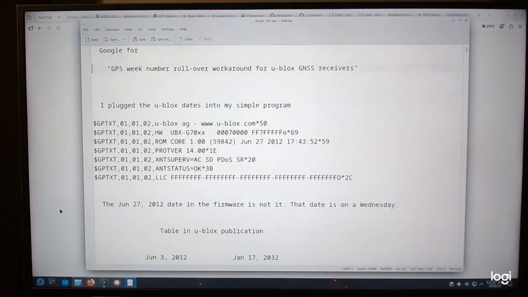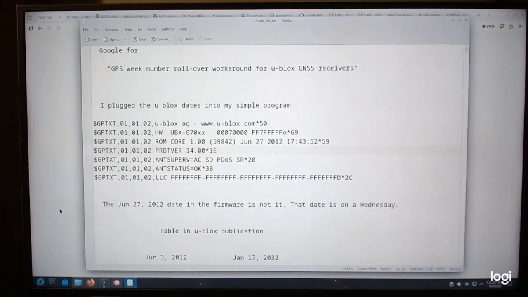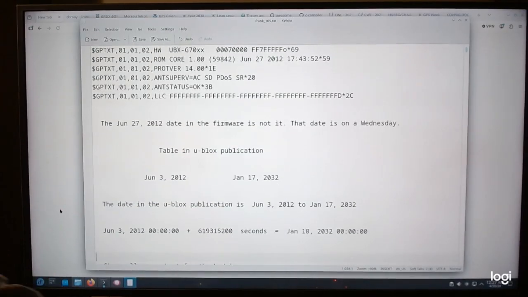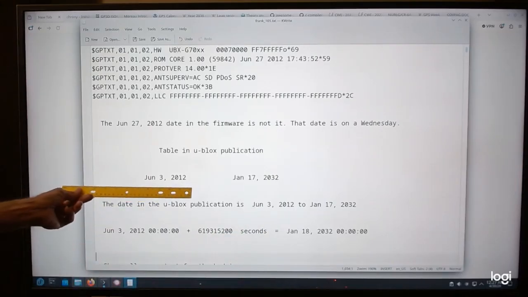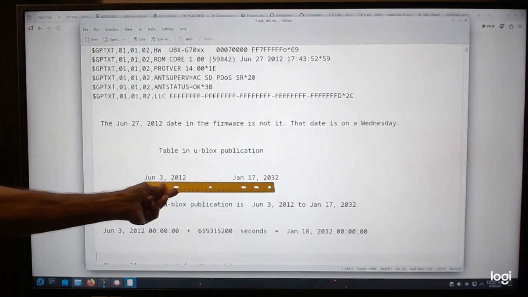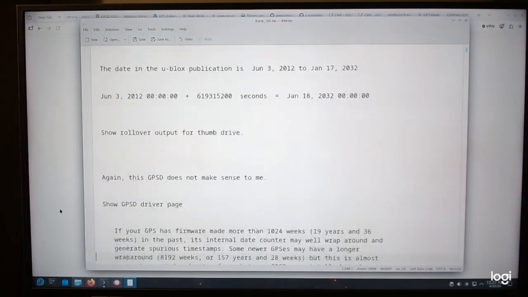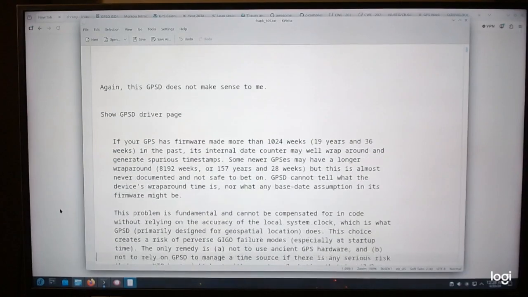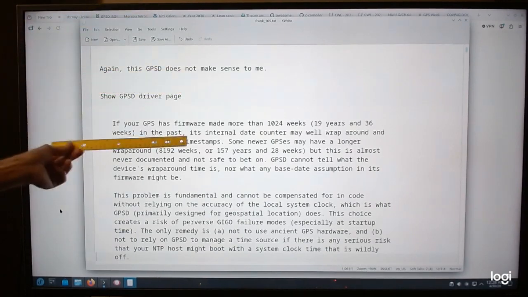You cannot go by that date. It's in the publication. It's June for this particular receiver, it's June the 3rd, 2012, and then the rollover is 2032. So I've got 6 years before it rolls over. Yeah, it makes no sense. It makes no sense to me.